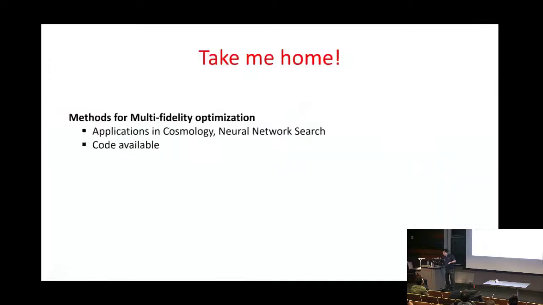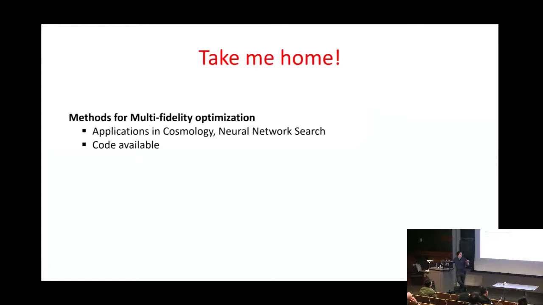All right. So the take-home message from this is that we have algorithms for multi-fidelity optimization. I didn't discuss the details of that algorithm to save some time, and they can be used for cosmology or neural network architecture search, and we have code available if you want to try that out. These are still time-consuming because you need to train those neural networks, but at least the algorithm can decide how much training data to use for training.